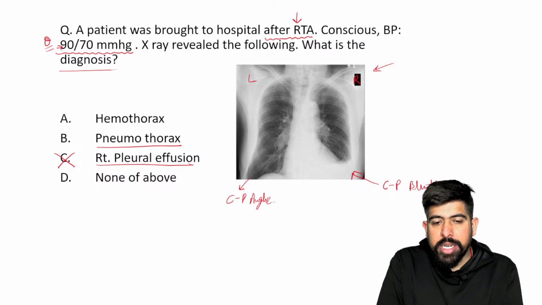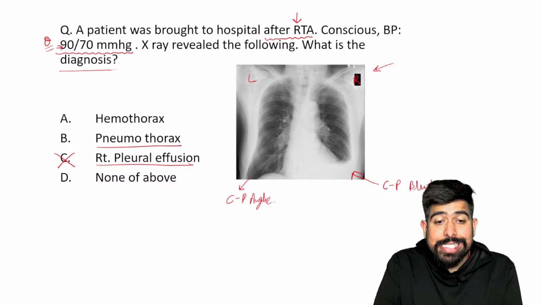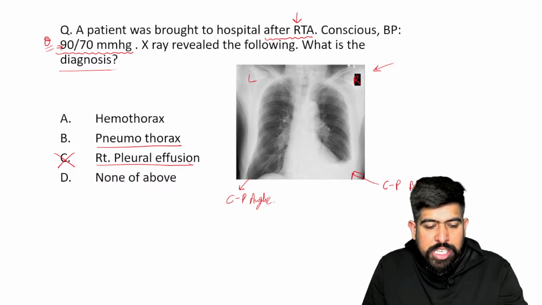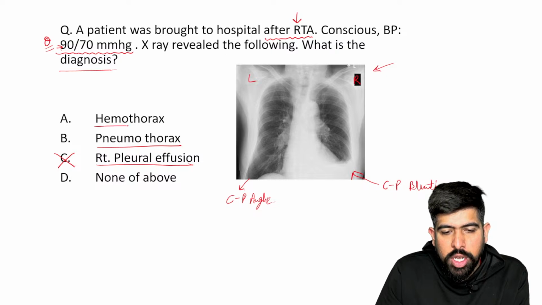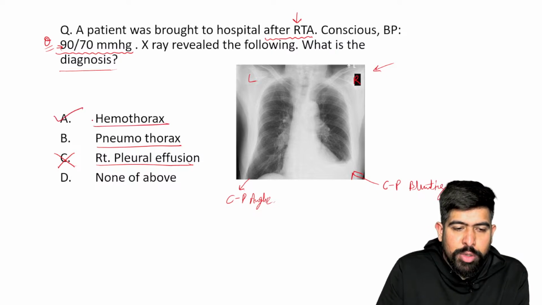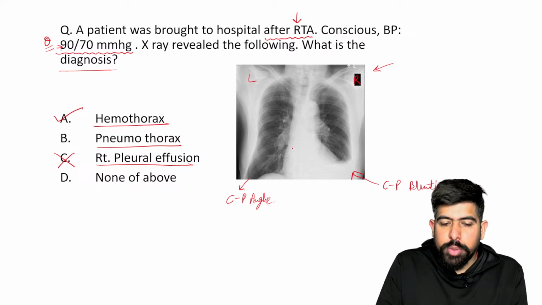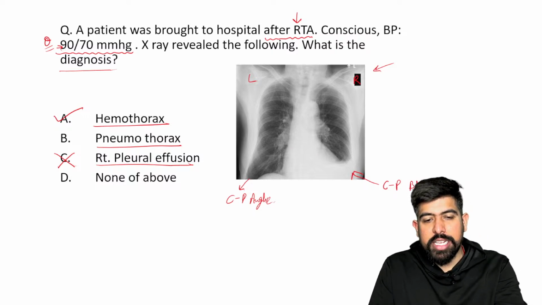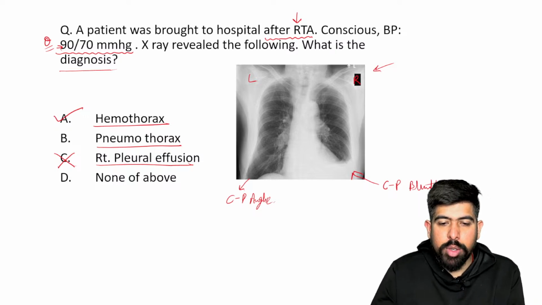So please remember, if they mention some lung pathologies, then of course your direct answer should be right pleural effusion. But as they mentioned the RTA, there are more chances, guys, of the condition known as hemothorax. And what is hemothorax, guys? Please reply to me in the chat box. What do you understand by the word hemothorax?